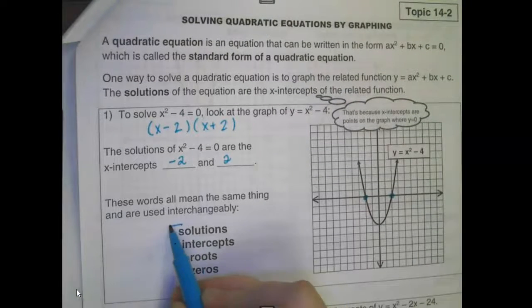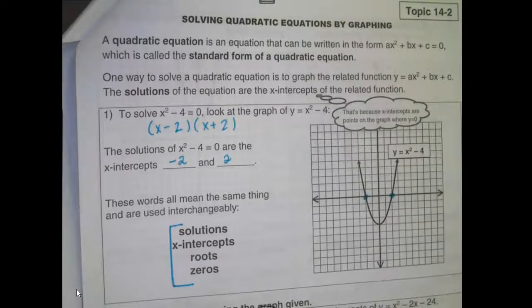There are 4 different ways that the solution can be asked for. It can say, what are the solutions? -2 and 2. It can say, what are the x-intercepts? Usually that's done as a coordinate. It could ask you, what are the roots? Which is usually done as a coordinate also. And then what are the zeros? Which also, a lot of times will be done as a coordinate.